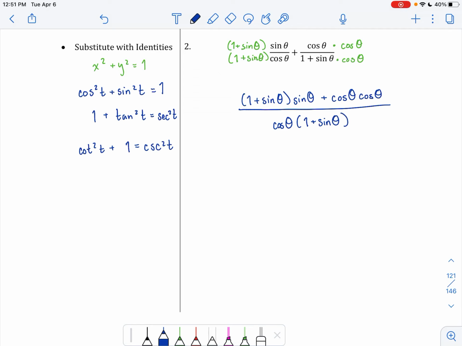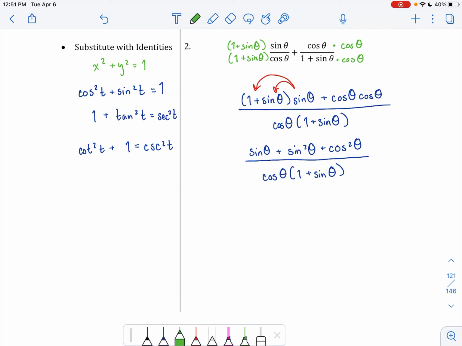Right, common denominator, add the numerators. Next, what I'm going to do is simplify the numerator. We can distribute, and I get sine theta plus sine times sine, which is sine squared, plus cosine times cosine, which is cosine squared, all over... and I always leave the denominator, just like I did with polynomials, in factored form because I might be able to cancel out later.